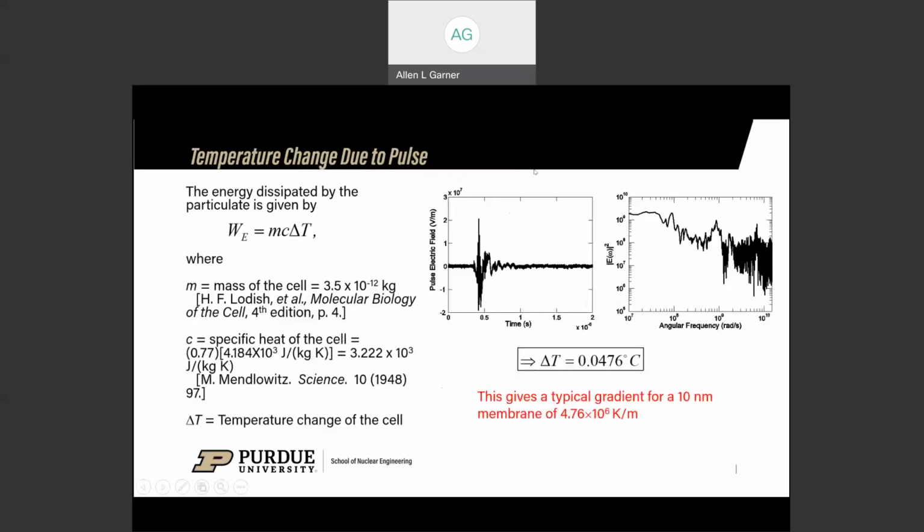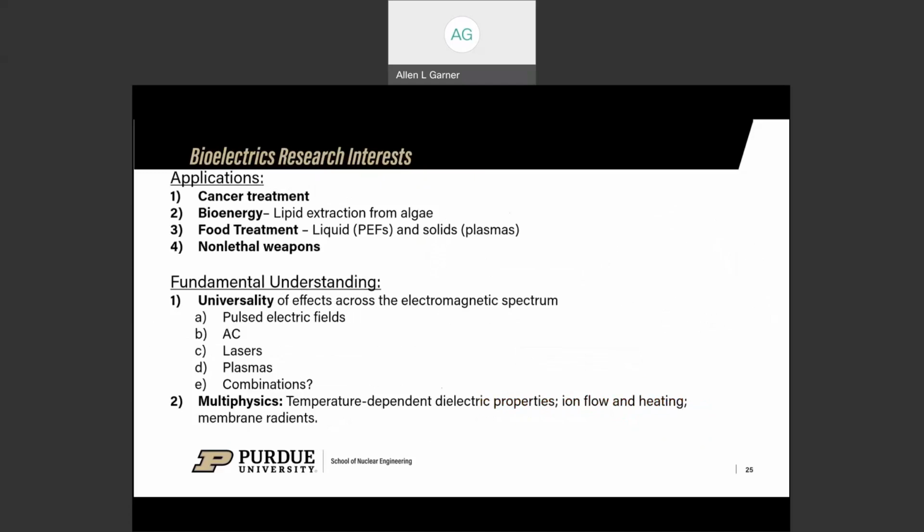We took a typical pulsed RF field from our research group, and then we did the calculation to determine the change in temperature. And when you put in that change in temperature with a 10 nanometer thick membrane, you get something that looks kind of like this. You get something that looks like around 4.76 times 10 to the 6 kelvins per meter. So again, we are starting to look at these calculations, trying to characterize what exactly they might mean. But this approach that I'm showing here may be more relevant for an AC field.